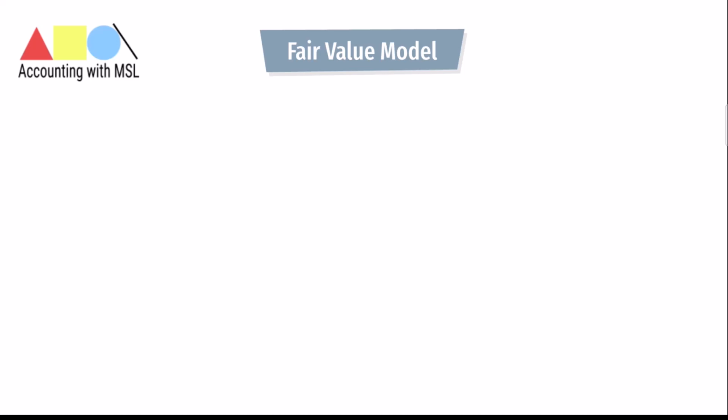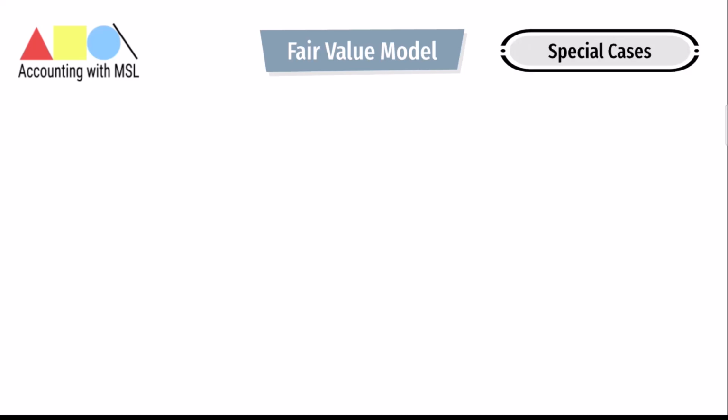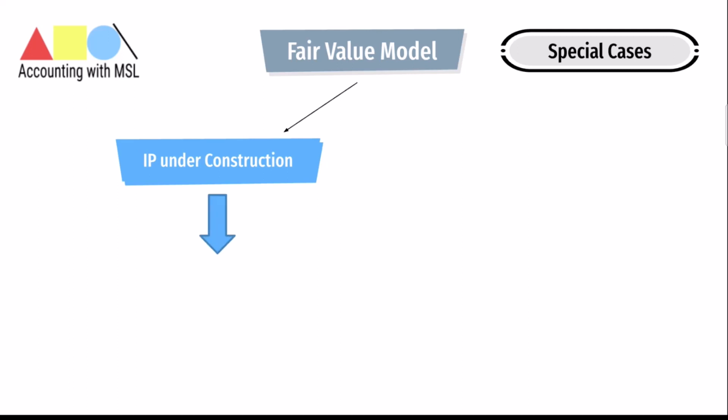Then, what are these special use cases I mentioned? These special cases under the fair value model cover things such as investment property that is currently under construction. For these, if an entity determines that the fair value of an investment property under construction is not reliably determinable, but they expect the fair value of the property to be reliably determinable when construction is complete, then the entity is required to measure the investment property under construction at cost until either the fair value becomes reliably determinable or construction is completed. This is for investment property under construction.